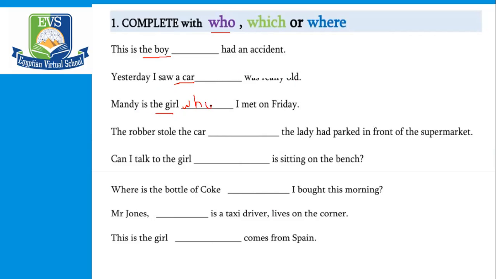Next. The robber stole the car which the lady had parked in front of the supermarket. It's something. Can I talk to the girl who's sitting on the bench? Where's the bottle of Coke which I bought this morning? Mr. Jones, who is a taxi driver, lives on the corner. This is the girl who comes from Spain.